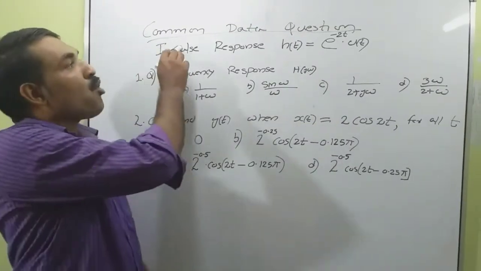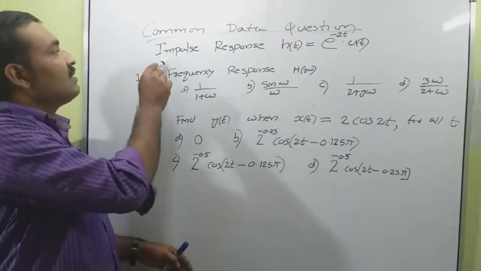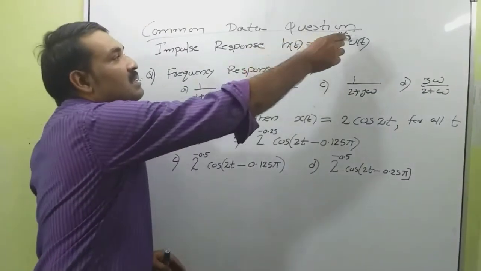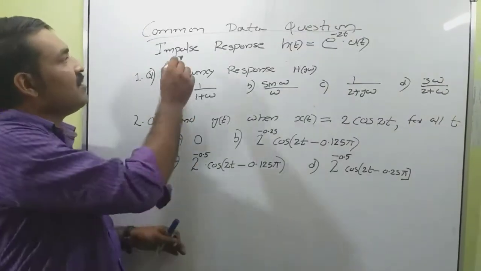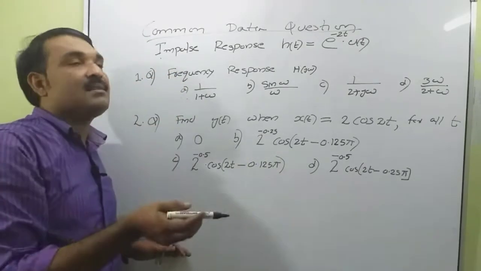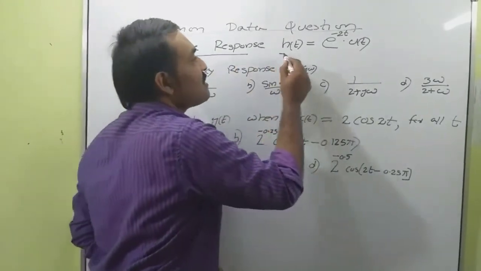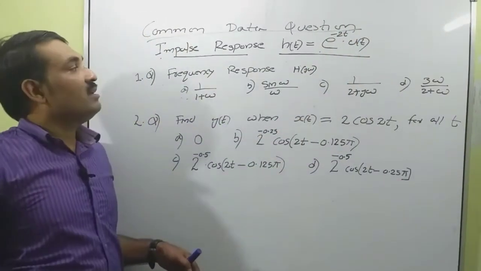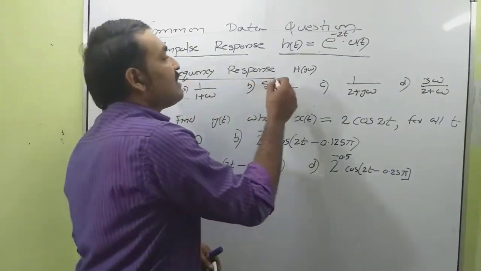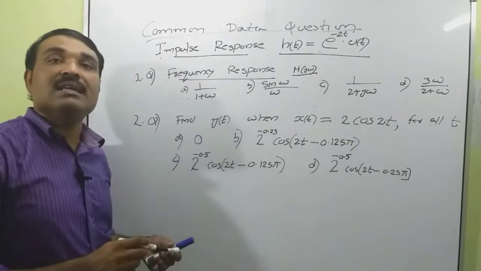Next question is a common data question. The data is common. By using this data, we have to solve question number 1 and question number 2. Continuous time, linear time invariant system whose impulse response is given. That is h of t is equal to e raised to minus 2t u of t. Now we want to find the frequency response h of j omega.